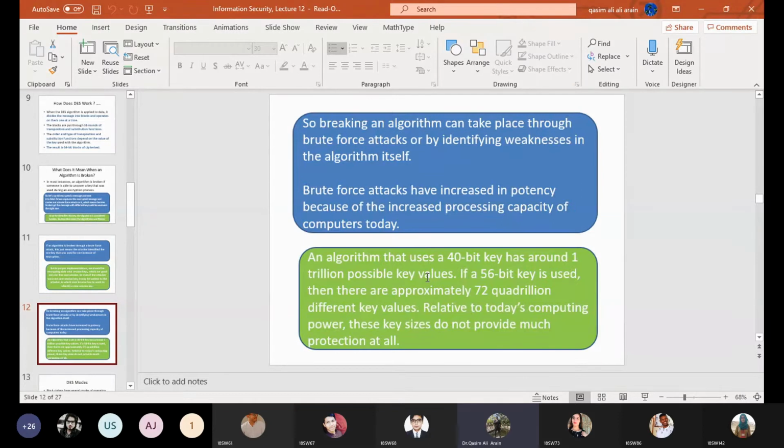Breaking an algorithm can take place through brute force attack or by identifying weaknesses in the algorithm itself. Brute force attacks have increased in potency because of the increased processing capacity of computers today, right? I mean, how can you break the algorithm? If there is certain sort of vulnerability inside your algorithm, or you can apply a brute force attack. Brute force attack का मतलब पता है ना, hit and trial method.